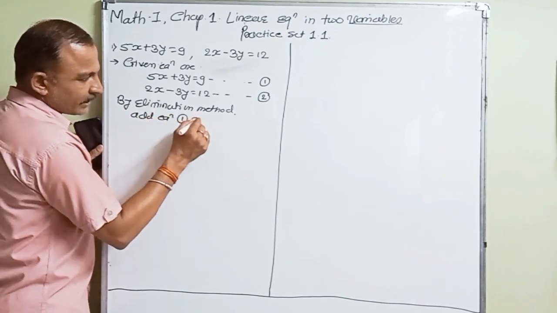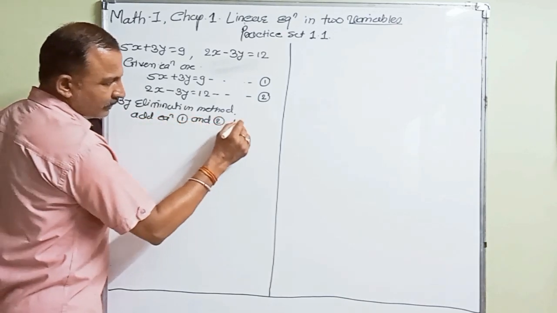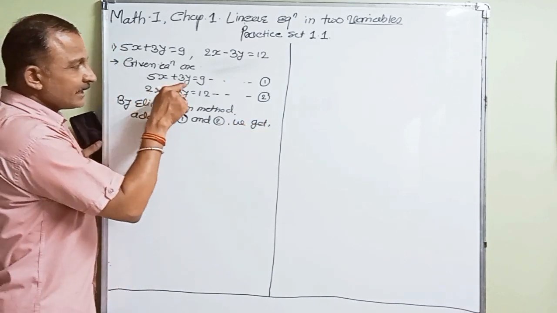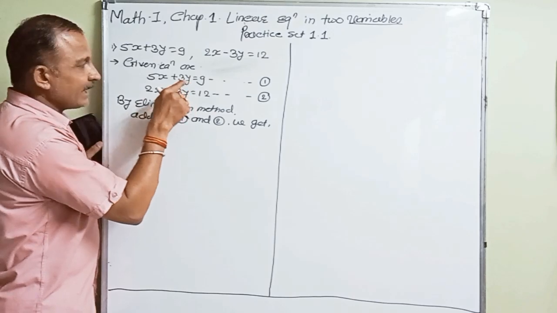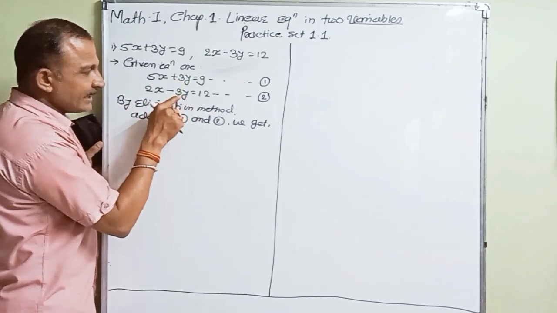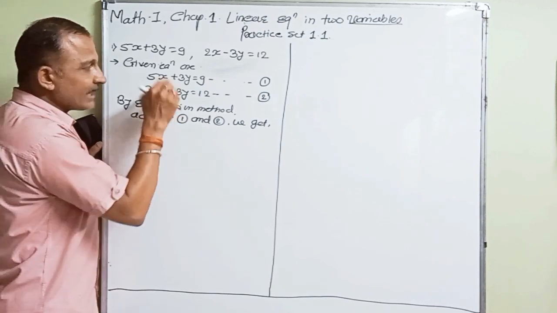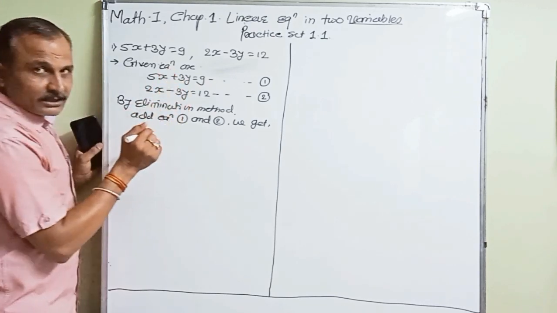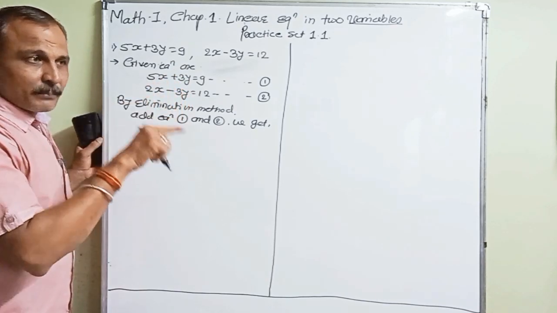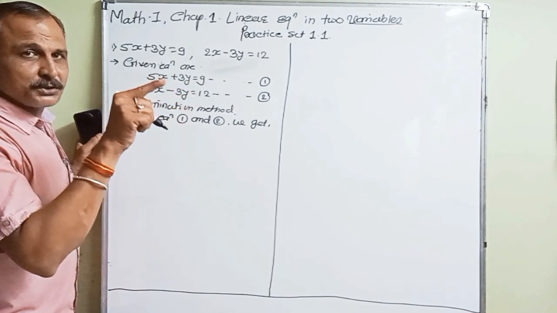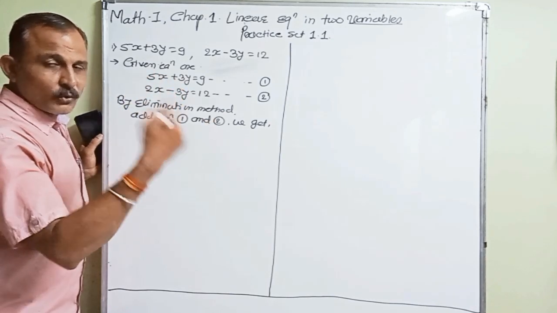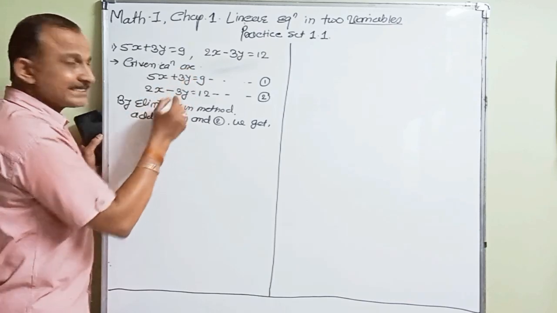equation 1 and 2. Why do we add them? Because here the coefficient of y is 3 and it is plus, and here the coefficient of y is 3 and it is minus. If we add these, their signs are opposite, so they get cancelled. Plus 3 minus 3 becomes 0. So 0 into y, something into 0 is already 0. So the y's get cancelled here.